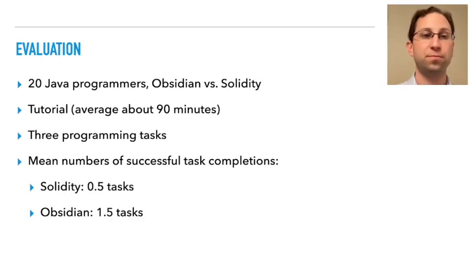This led to adding a new language feature to allow people to assert type state at arbitrary points in the code. To see whether Obsidian was better than Solidity, we ran a randomized controlled trial. We recruited 20 Java programmers. We assigned half of them to use Obsidian and half to use Solidity. We gave them a tutorial, which took about 90 minutes to complete. Then we gave them 3 programming tasks. The Obsidian participants completed significantly more tasks correctly than the Solidity participants did, 1.5 versus only a half.